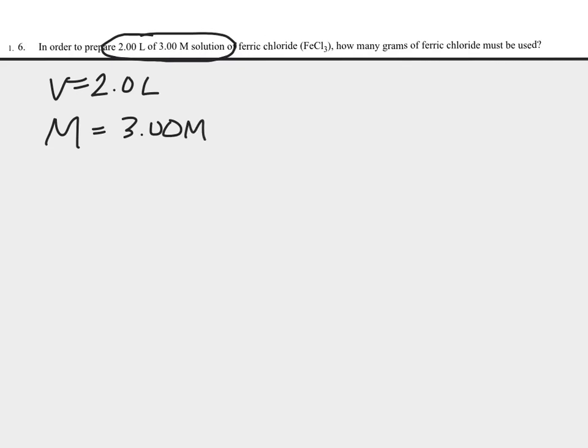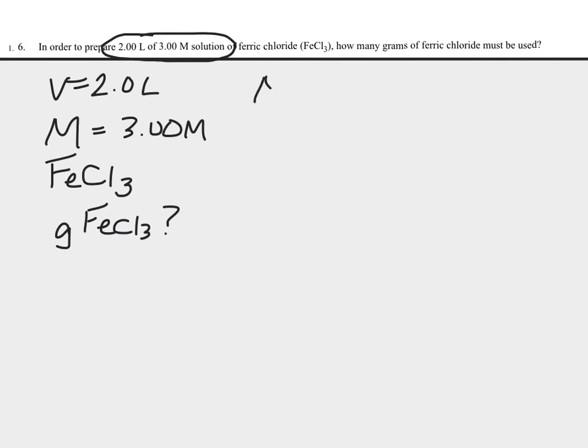First of all, it says in order to prepare 2 liters of a 3 molar solution, we know the volume is 2 liters and that the concentration, or the molarity, capital M, is 3 molar. And we're going to make that of ferric chloride. Now, ferric chloride is FeCl3, which is iron 3 chloride. We want to know how many grams of FeCl3, or iron 3 chloride, we would need to dissolve into that solution. Okay, so there's a couple things we can do.